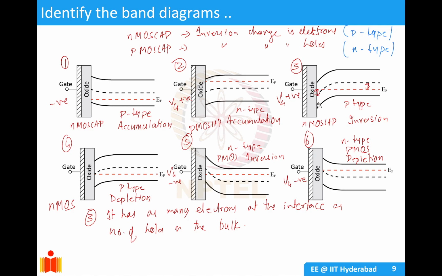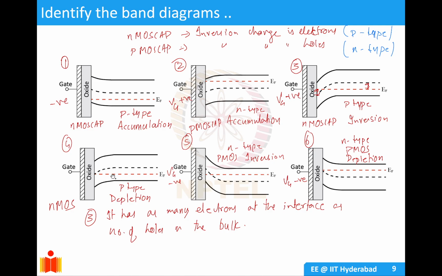So now your electrons are majority carriers. So it is in the inversion regime. Inversion comes after depletion, so it's basically a very high depletion. So for P-type depletion, your VG has to be positive.